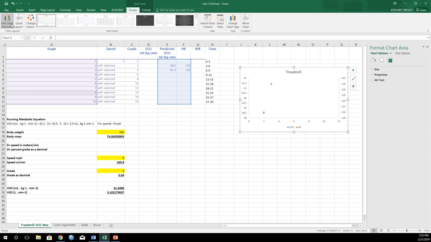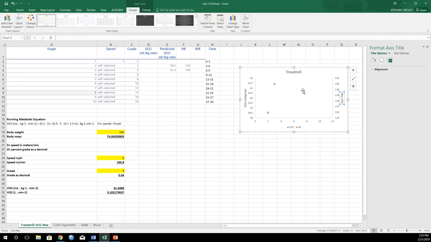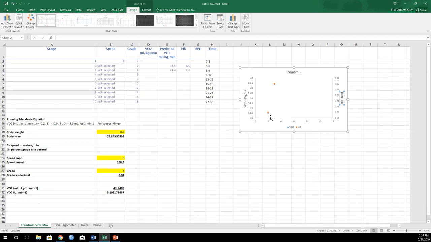Now let's add some chart elements. Axis title, primary vertical. So what's this? It is VO2 in ml/kg/min. The other y-axis, secondary vertical right there, that's heart rate in beats per minute. So hopefully you can see that pretty well right there.